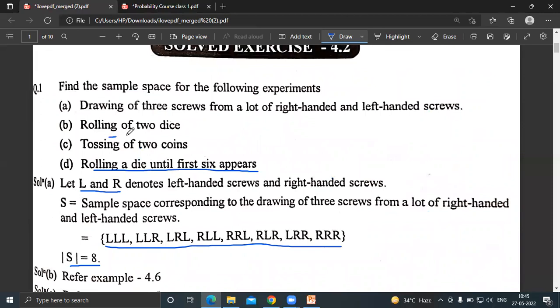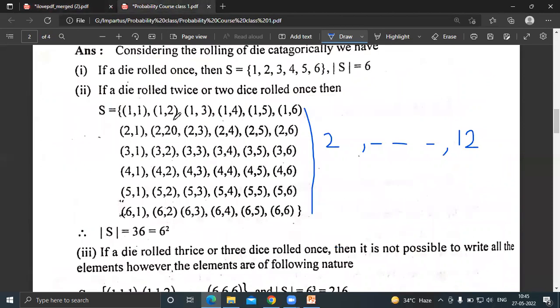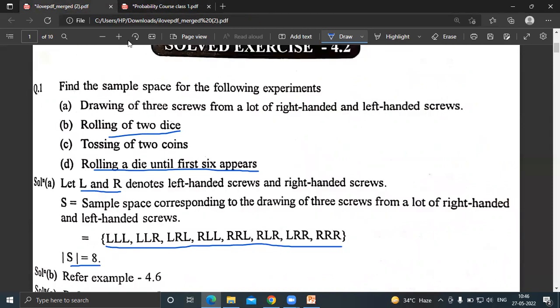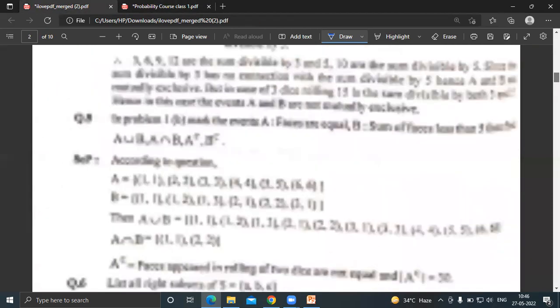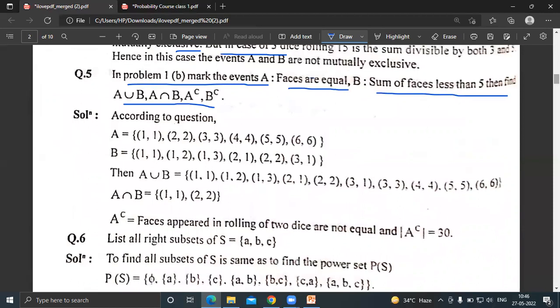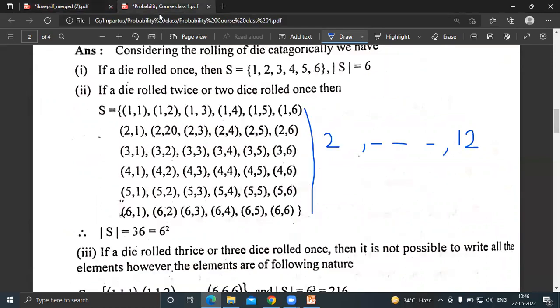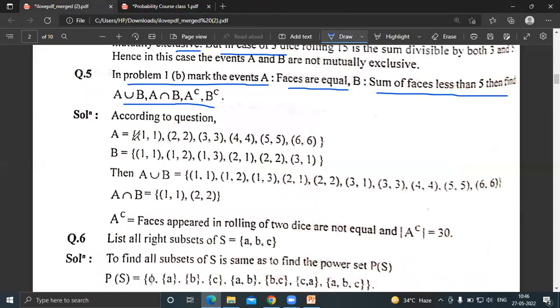Rolling of 2 dice. Here is rolling of 2 dice. These are the sample space for rolling of 2 dice. So here the question is given, mark the events. A is the faces are equal. What does faces are equal mean? Faces means 1, 1. That is 2 faces are equal. 2, 2 faces are equal. 3, 3 like this. 4, 4 like this. These are faces are equal. So in A, we have to write this.